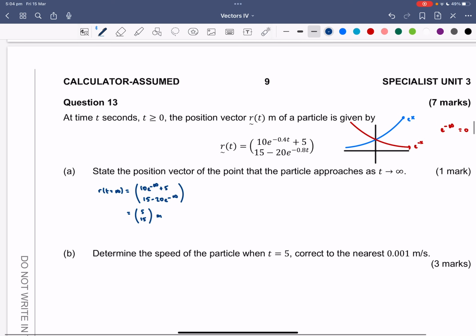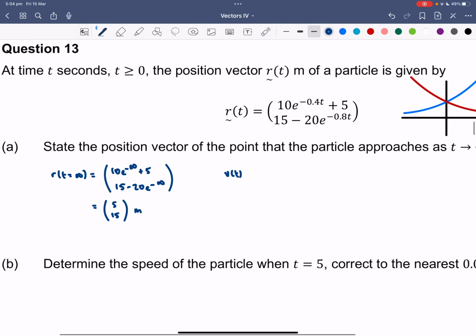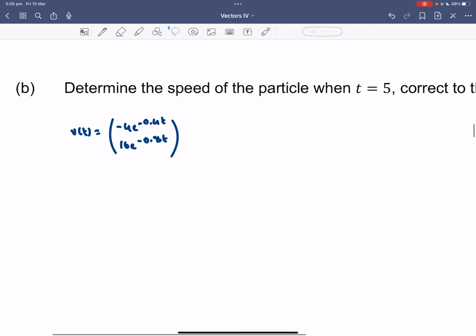Determine the speed when t is 5. Okay, another very easy question, a bit repetitive of the previous one. So first we find the velocity vector by differentiating. 10 times minus 0.4 is minus 4, e to the minus 0.4t. And this one would be 20 times by that, which is 16, e to the minus 0.8t. Okay, that is the derivative of the position equation, so that is your velocity equation. We want the speed when t is 5, so we can just sub t equals 5 into here.